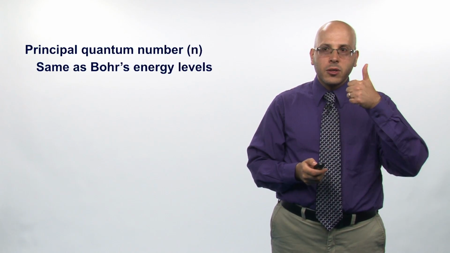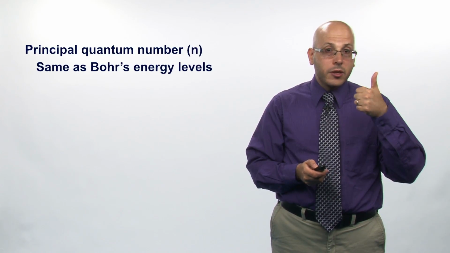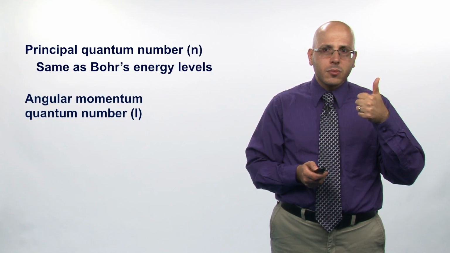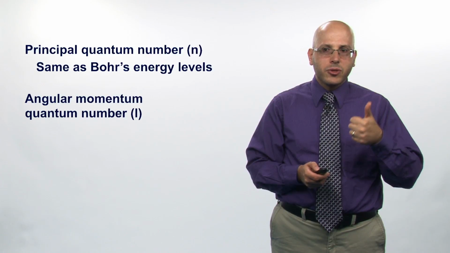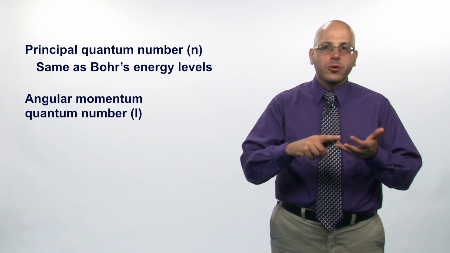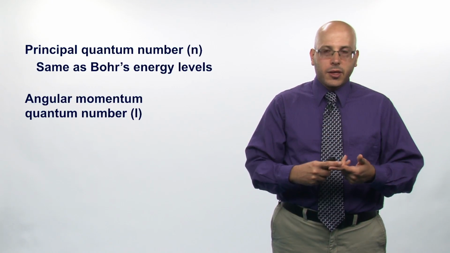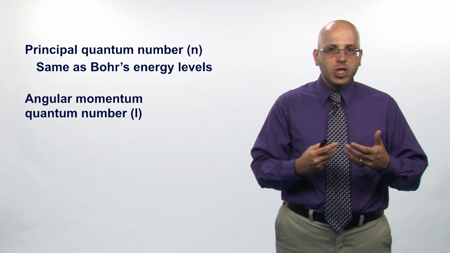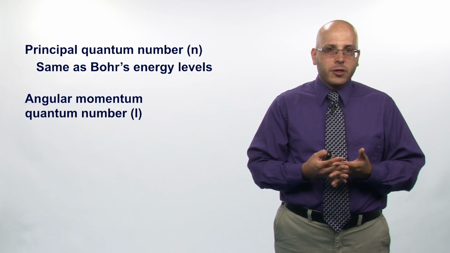Okay, and so the first one is called a principal quantum number, and this is given the letter n. This is exactly the same as Bohr's energy levels, and n is any natural number. So it could be 1 or 2 or 3, anything like that. This basically tells you what shell or what energy level the electron is in.